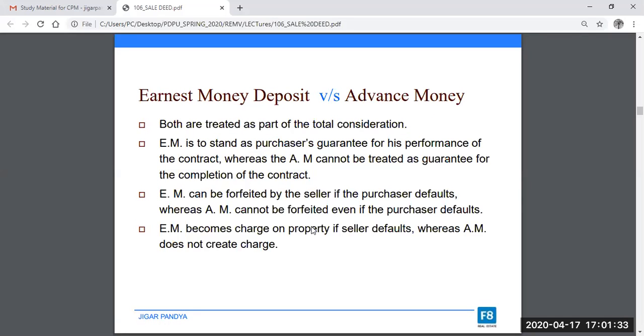So how is EMD different from the advance? Now, both EMD as well as advance are considered as a part of the total consideration. However, earnest money deposit is to stand as the purchaser's guarantee for his performance of the contract, whereas advance money cannot be treated as a guarantee for the completion of the contract. So EMD provides a guarantee, advance money does not. Earnest money deposit can be forfeited by the seller if the purchaser defaults, whereas advance money cannot be forfeited even if the purchaser defaults.